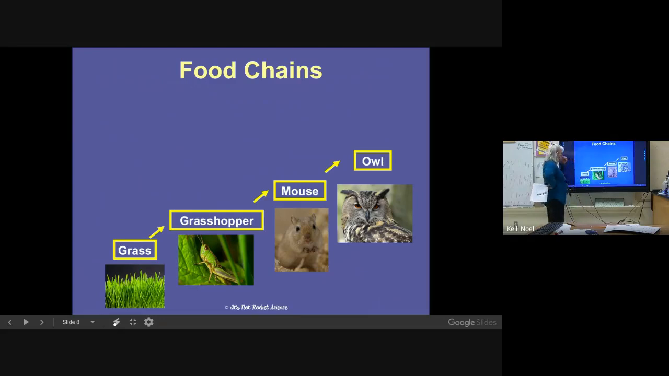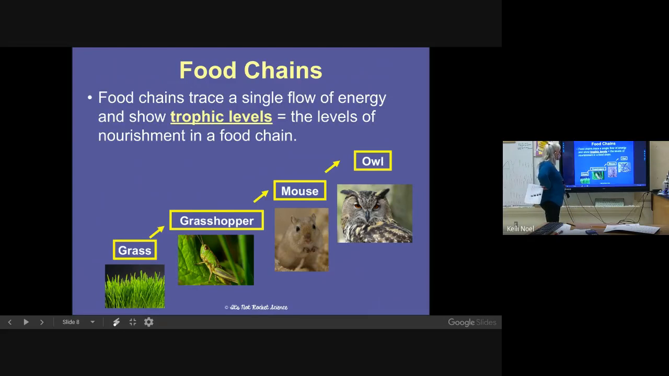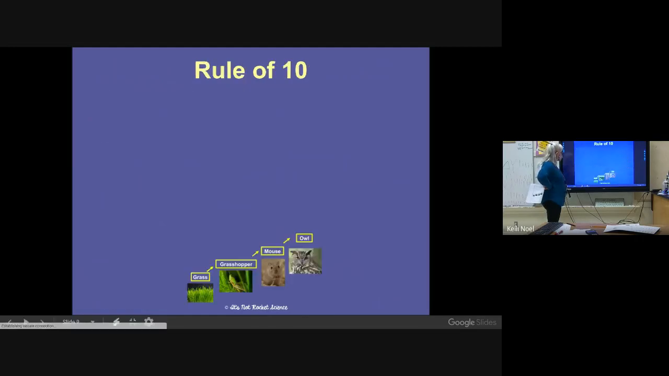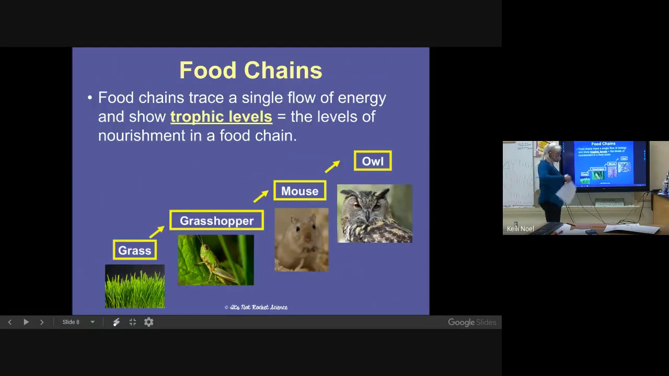So in this, you're going to label some of the trophic areas, I believe. So trophic means levels. This is levels of nourishment in a food chain. That's up at the top.